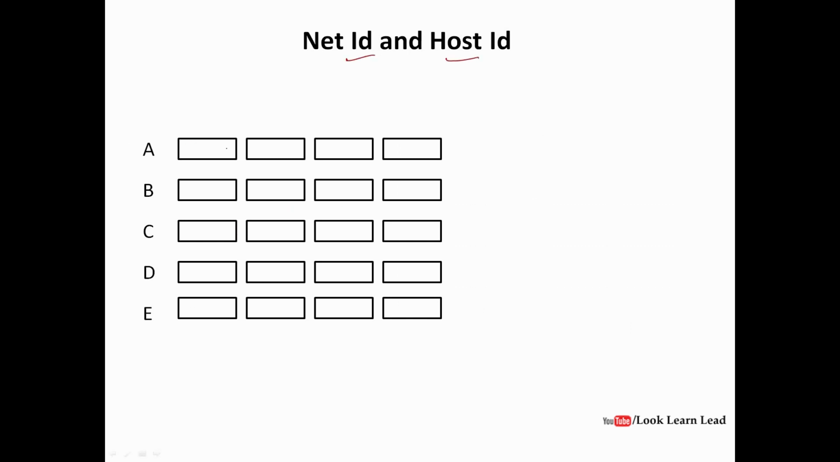These are the four octets, that is 8 bits each. Now there are two IDs, one is the net ID and another is the host ID. The net ID is decided by the internet service provider, ISP, and the host ID is decided by the administrator of any organization.